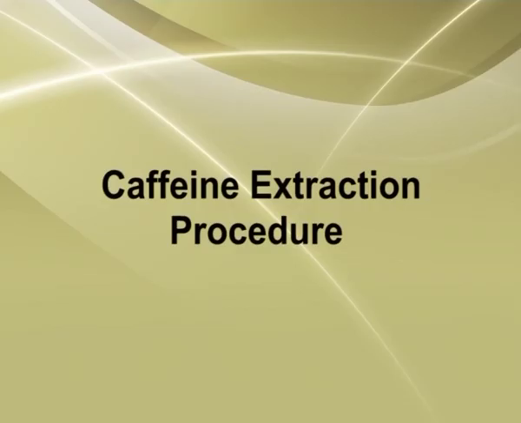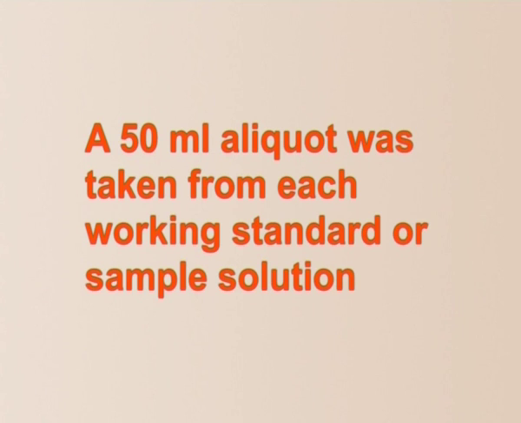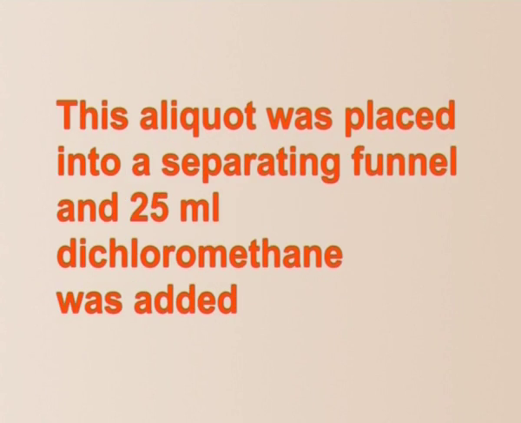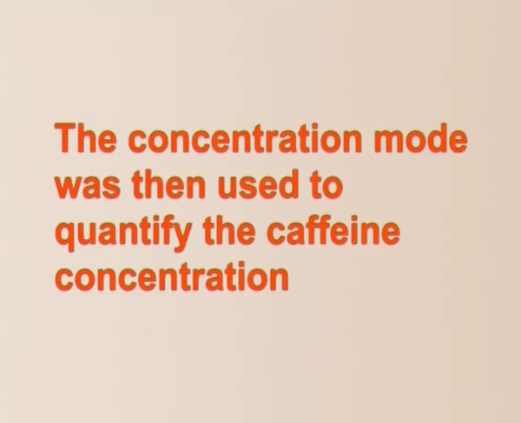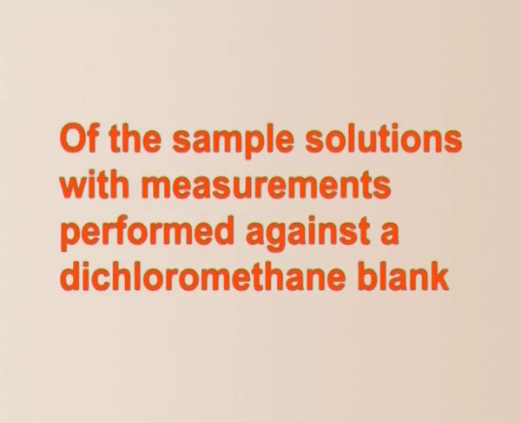Caffeine extraction procedure. A 50 ml liquid was taken from each working standard or sample solution. This liquid was placed into a separating funnel and 25 ml dichloromethane was added. The caffeine was extracted by inverting the funnel at least 3 times, venting the funnel after each inversion. The dichloromethane layer was removed to a clean flask and the extraction procedure was repeated twice more and the solvent layers combined. Sample measurement. Extracted standards were placed into a quartz cuvette and analyzed using a spectrophotometer. The concentration mode was then used to quantify the caffeine concentration of the sample solution, with measurements performed against a dichloromethane blank.